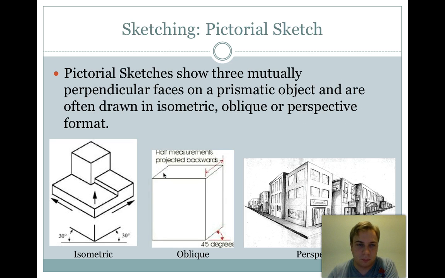Pictorial sketching. Pictorial sketches show three mutually perpendicular faces on a prismatic object and are often drawn in isometric, oblique, or perspective format. Here's isometric, where you can see we have a flat line here, and then we have three lines. One is perpendicular to the flat line that we had, and then the other two are 30 degrees from the flat line, so it makes something like this. Oblique, instead of being 30 degrees, it's 45 degrees. And then perspective.